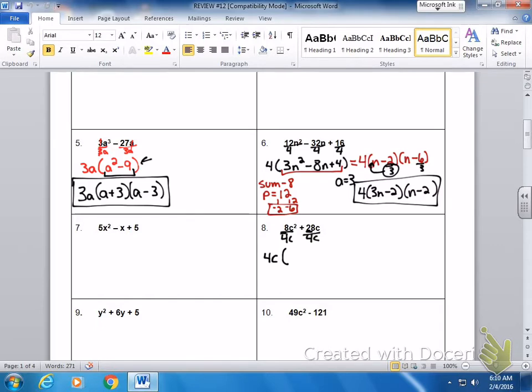Start with the numbers, then move to the variables. 8 divided by 4 gives me 2. c squared divided by c gives me c. Plus 28 divided by 4 is 7, and my c's cancel. Now, I always tell you to check inside the parentheses, but 2c plus 7 is simplified as much as it can be, so I can stop, and that's my answer.